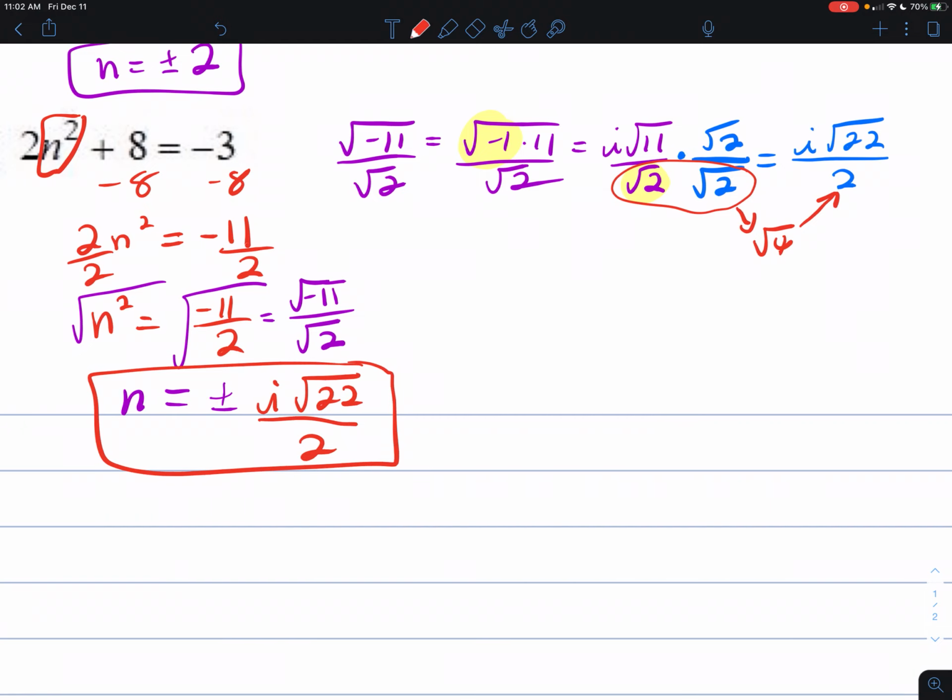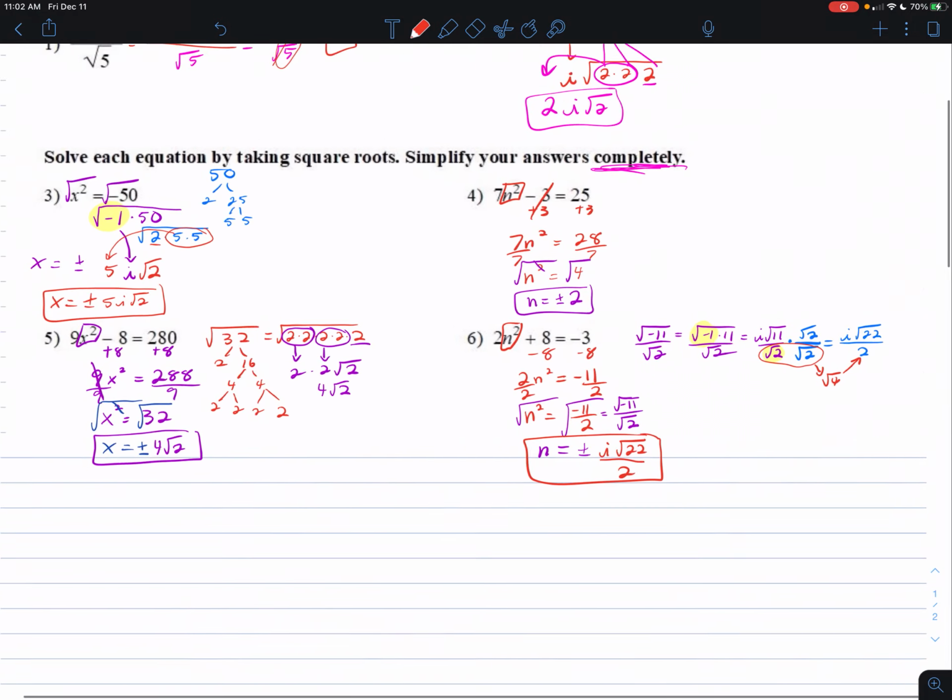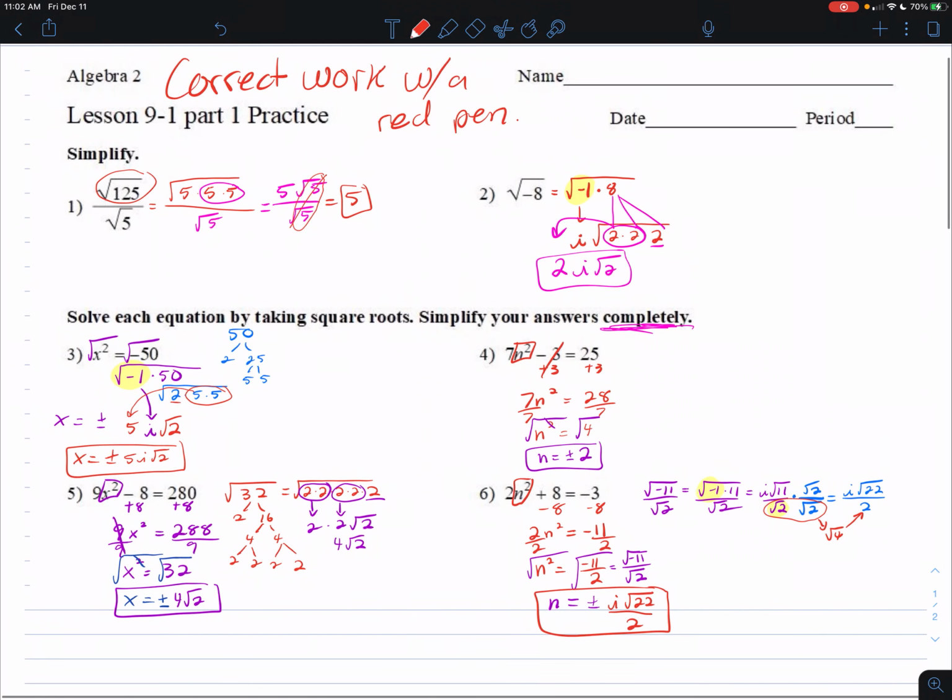Okay, make sure you make those corrections and use a red pen or something equivalent that's different from what you did the work in.